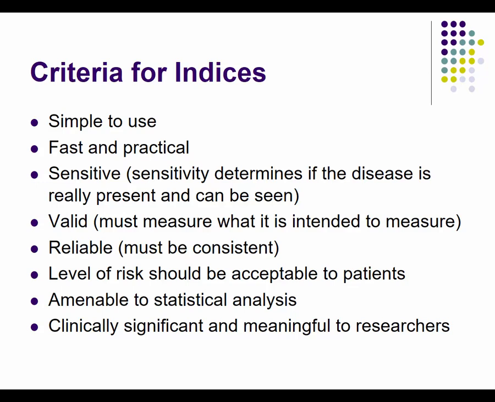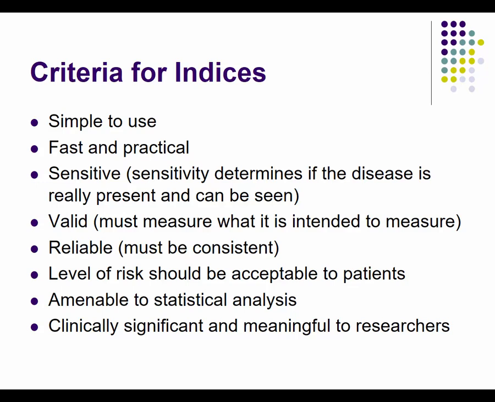The criteria for indices: it should be easy and fast, right? If the index is super confusing, the risk of examiners getting it wrong is high, okay? So it needs to be pretty simple to use. It also needs to be fast, okay? If it takes forever, we may as well do an entire screening, right?